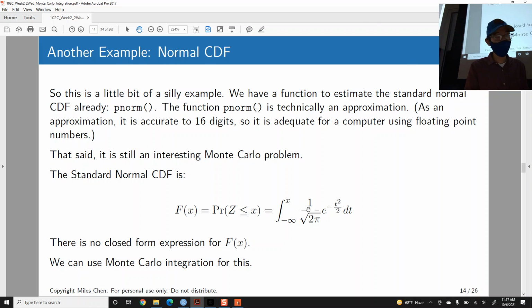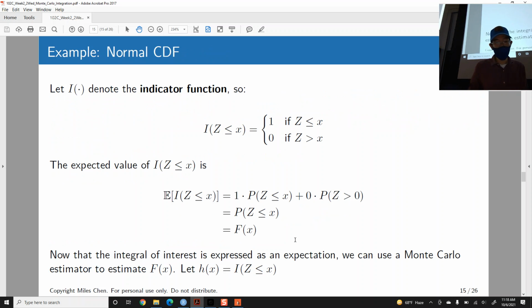So we have the standard normal PDF, defined in terms of t, because we want a function of x, and we're going to say it goes from negative infinity up to x, and we just want to see what's the area from negative infinity up to x of this PDF. Okay, we have no closed form solution for this. How can we use Monte Carlo integration for this? Okay, so again, we want to turn this function into something in the form of a function times a density.